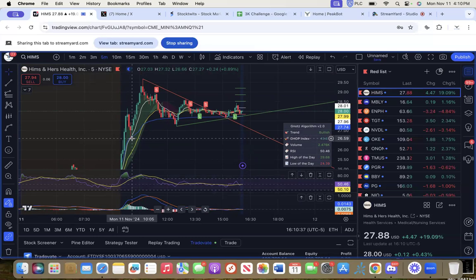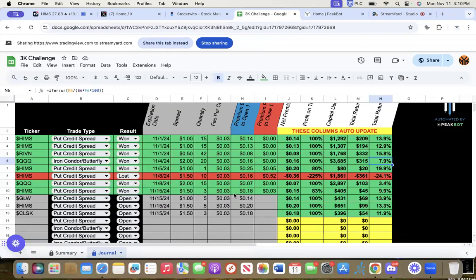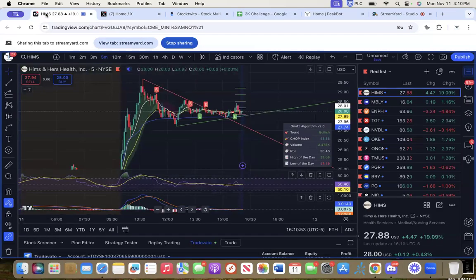So that put spread right now is up 70%. I sold a 24.5 put. No, hold on. Give me a second. I did not sell a 24.5. Let me just double check. I think I sold a 24.5. No, I sold the 24 put. I knew it was something 24. I sold the 24 put and bought a 22.5 put.